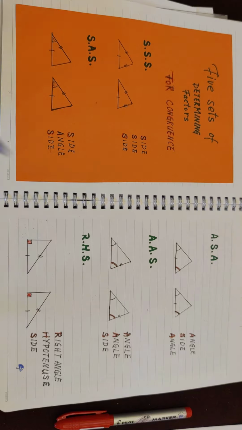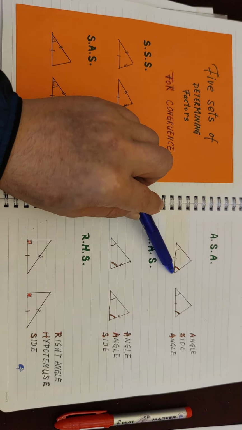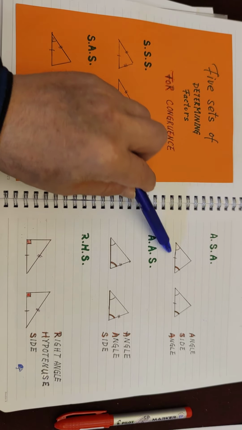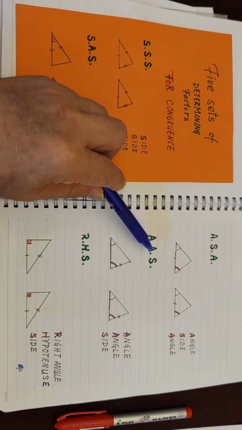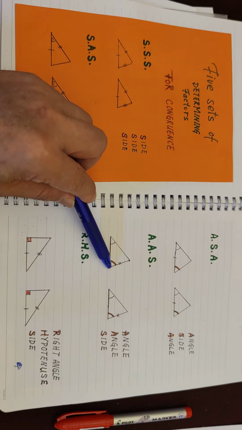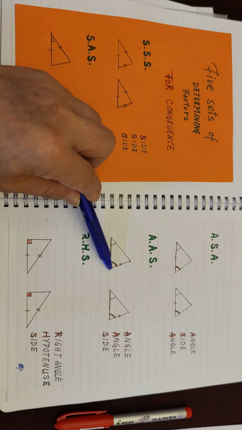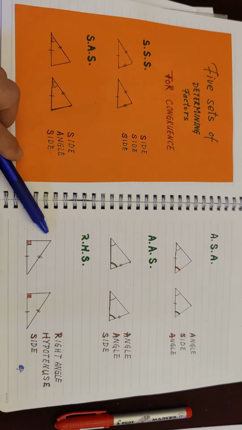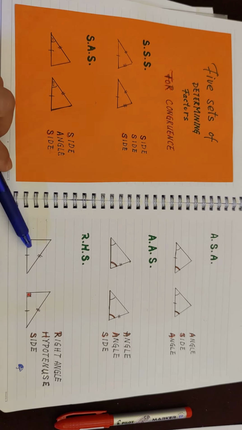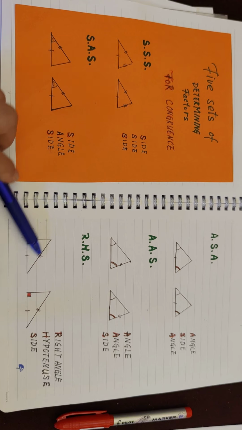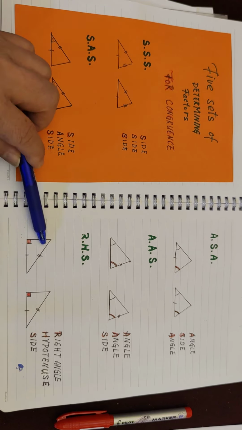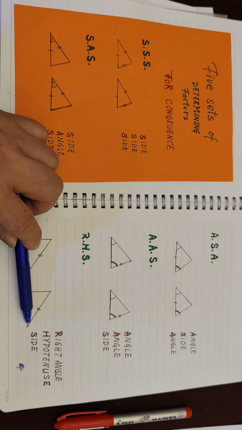The third one is ASA, angle side angle. The side is placed between the angles. And the fourth, AAS, two angles and a side, where the side is adjacent to one of the angles. And the last one, RHS, where R is the right angle. They both have a right angle, a hypotenuse of the same measure, and a corresponding side equal.